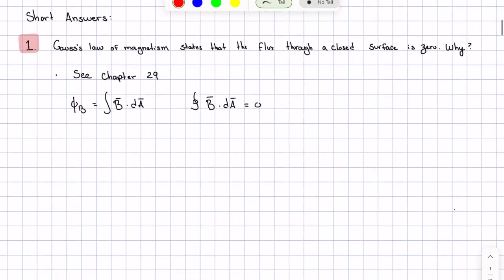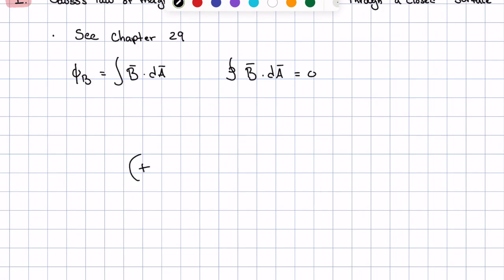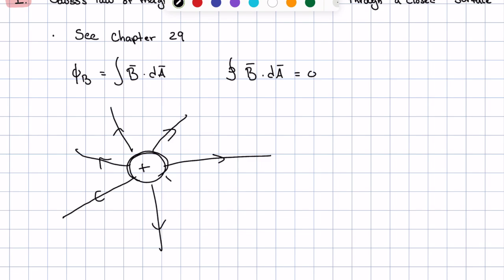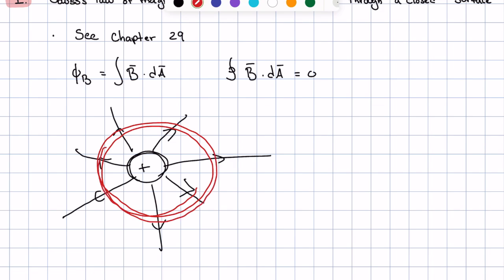So to answer this, let's remind ourselves about electric flux. Back then, we had, say, a positive charge, and we looked at our electric field lines, and we draw them like this, going radially outwards in 3 dimensions. If we were to draw a closed surface, so a sphere, around this charge like this, and we were to count how many lines are going out, how many lines are coming in, we see we have a net flux out through that closed surface. So we do have a flux, right?